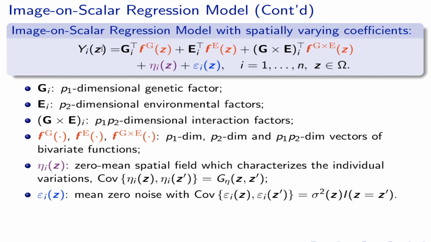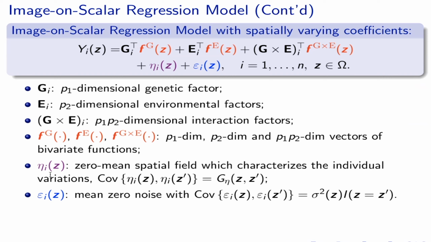So the z here represents the original voxel in each image, and we use these 2D coordinates to keep the original spatial structure, so that all the coefficient maps we estimate keep the original spatial structure. G is a genetic factor, E is the environmental factor, G by E is the interactive factor, and we want to estimate all these coefficient maps, f. And eta is a zero mean spatial field which characterizes the individual variations.